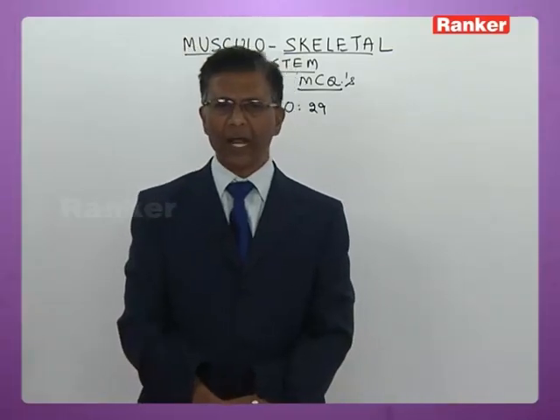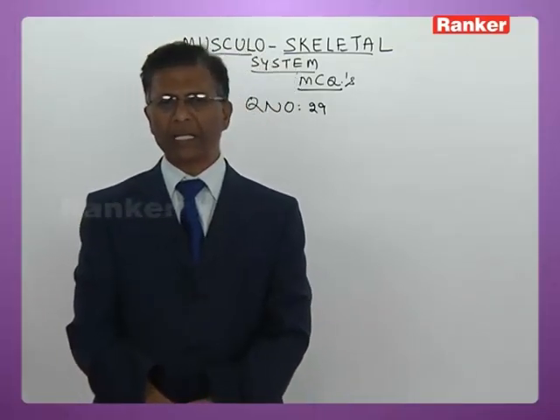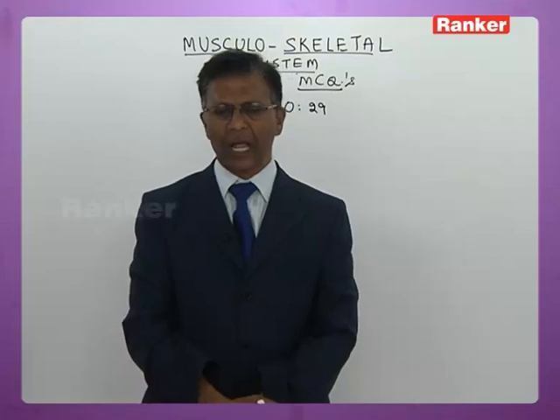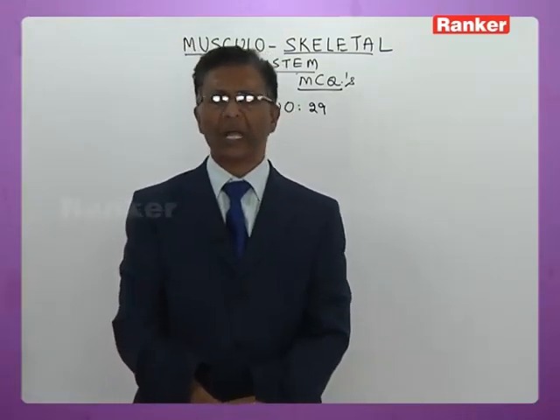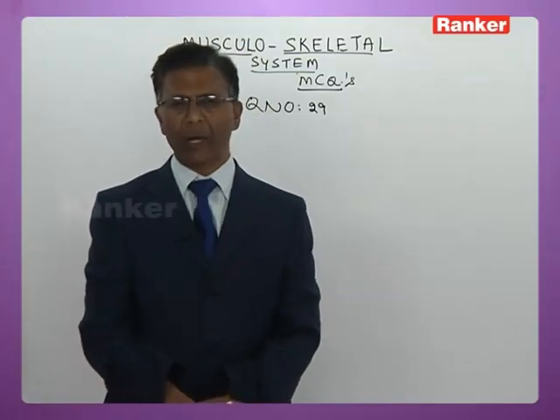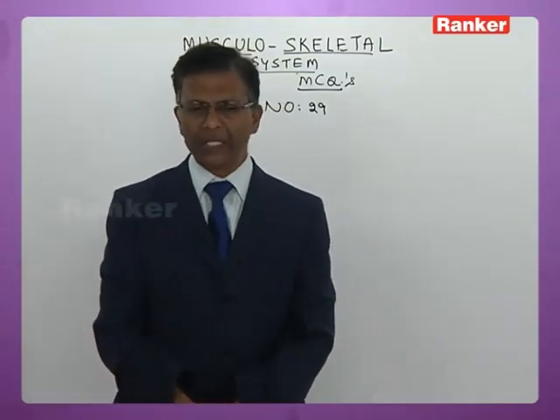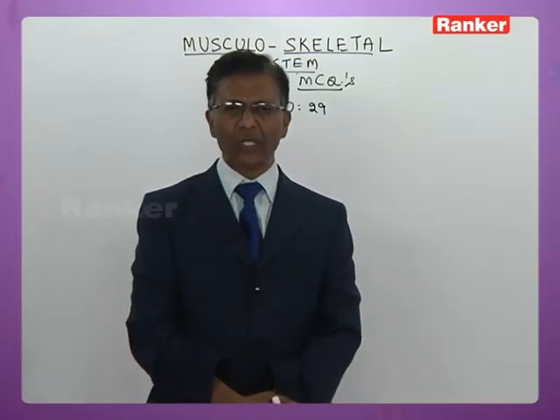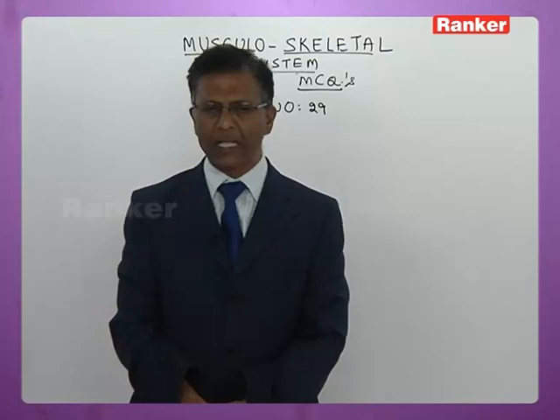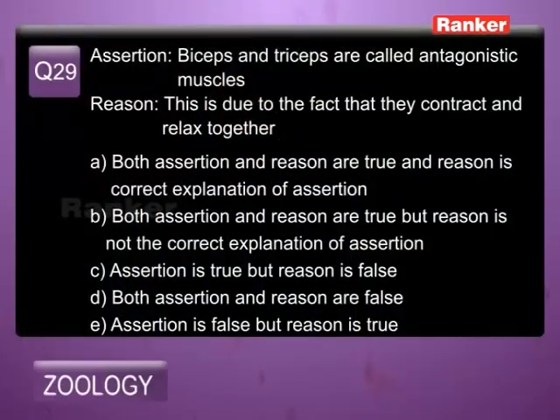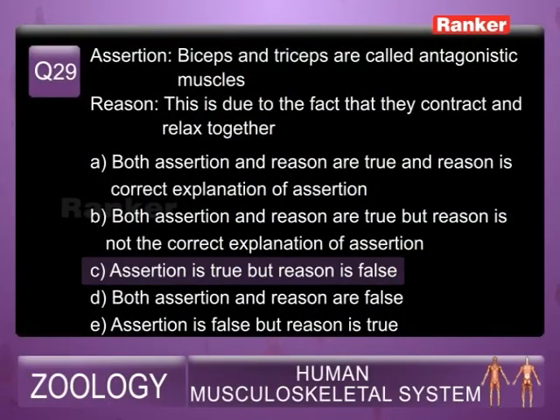We take the assertion here: bicep and tricep muscles are antagonistic, that is the correct assertion, because one helps in flexion, the other one helps in extension. Bicep helps in flexion of the forelimb, tricep helps in extension of the forelimb, so they are antagonistic to each other. Reason: this is due to the fact that they contract and relax together. The reason is wrong, so the answer is assertion is true and reason is wrong. So the answer is C for this.